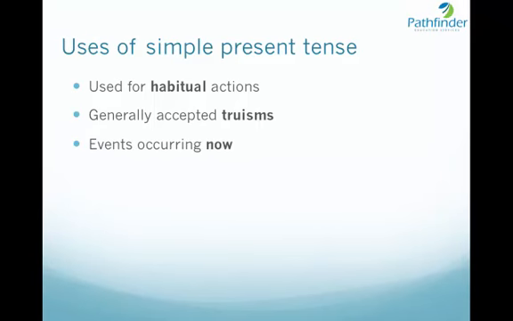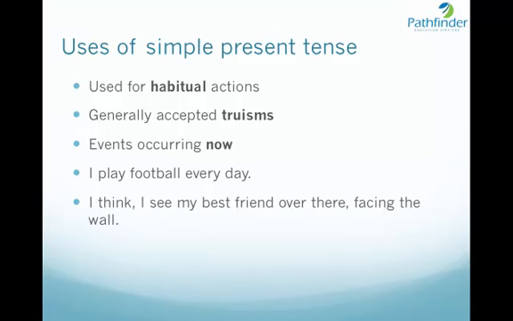Or events occurring right now. For example, I play football every day. This is a habitual action. And therefore we use present tense, simple present tense, play. I think I see my best friend over there facing the wall. Now this is an event that is occurring right now. So I see my best friend indicates that I am seeing my friend right now. Sun rises in the east, I've already told you, is an example of truism, and that is why we have used rises in the simple present tense.